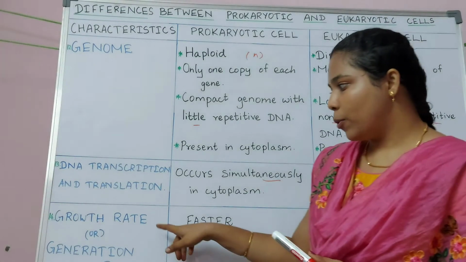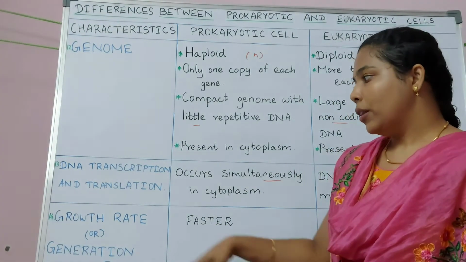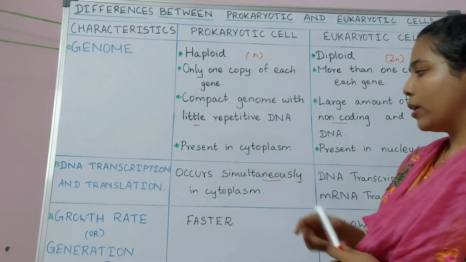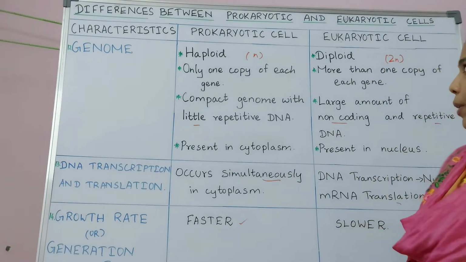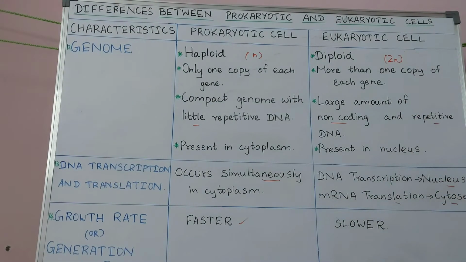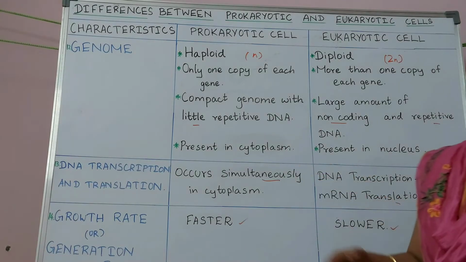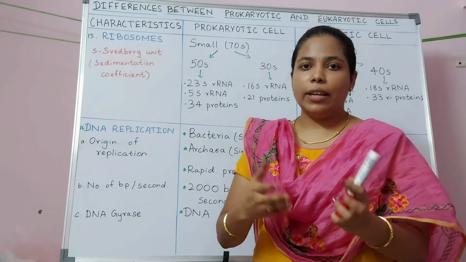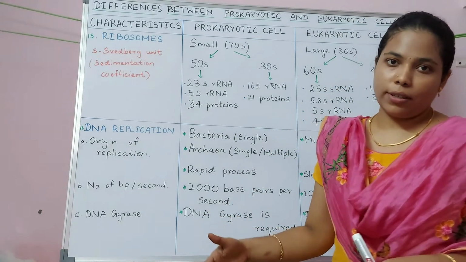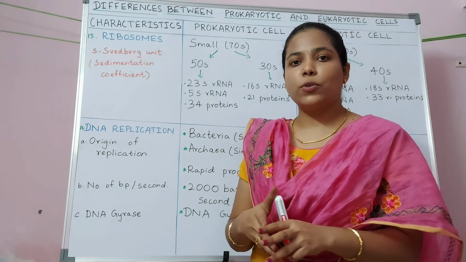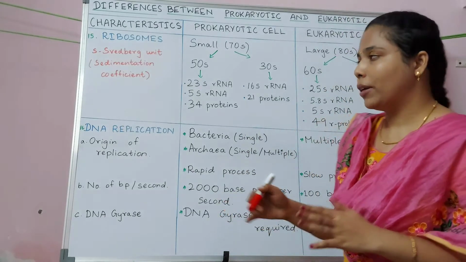And the next point is about growth rate or generation time. The growth rate of prokaryotic cell is very fast, that is, it is faster compared to eukaryotic cell. And the growth rate of eukaryotic cell is slower compared to a prokaryotic cell. And the next point is about ribosomes. Ribosomes are the site for protein synthesis. They link the amino acids together to form a polypeptide chain.